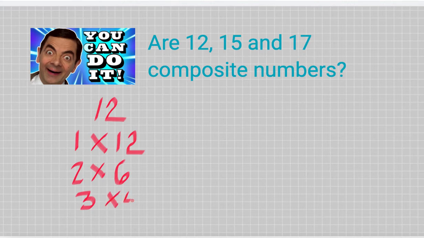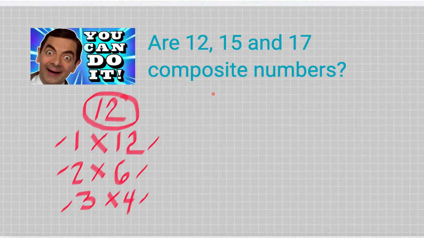So therefore, we can say that 12 is a composite number because it has how many factors? 1, 2, 3, 4, 5, and 6. 12 is a composite number because it has 6 factors. 6 is more than 2. So therefore, 12 is a composite number.